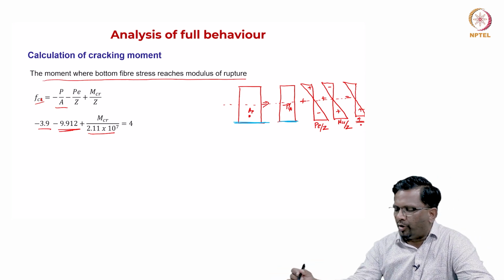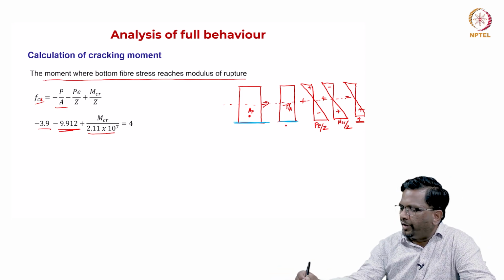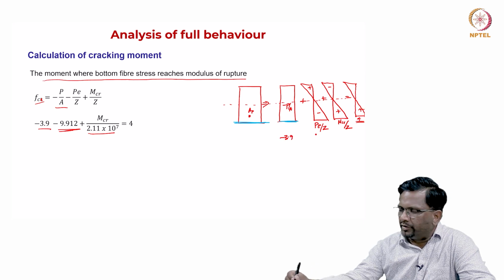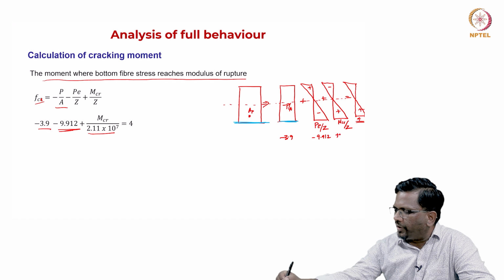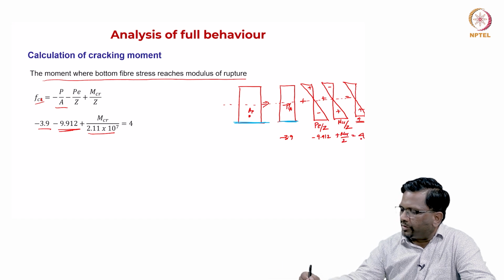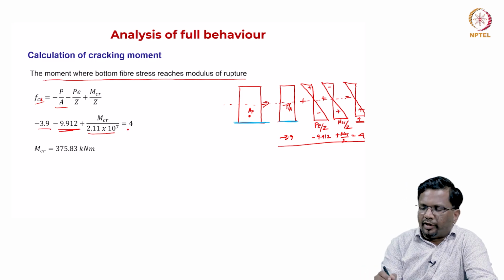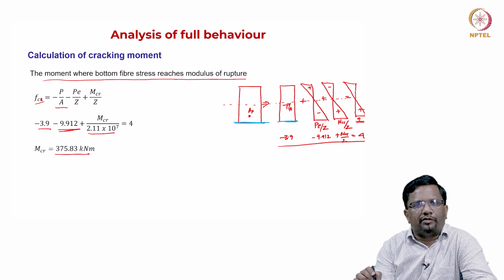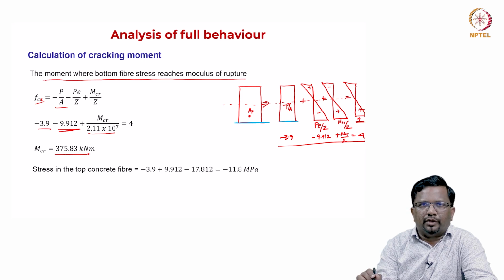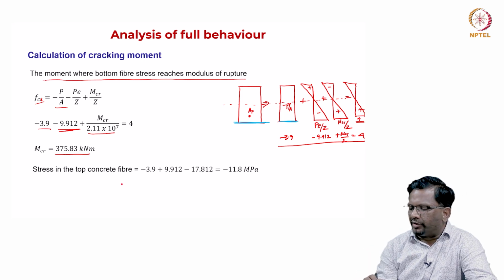So, stress at the bottom we are doing P by A, which is 3.9 negative, and this is negative 9.912, and this is what we are calculating, so that the net becomes 4 megapascal. So, this is what we are doing. If you substitute that, you get your M cracking as 375.83 kilonewton meter.